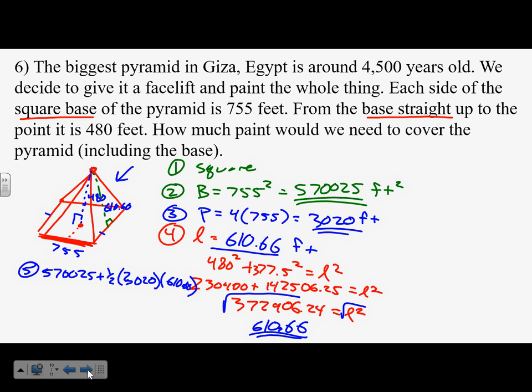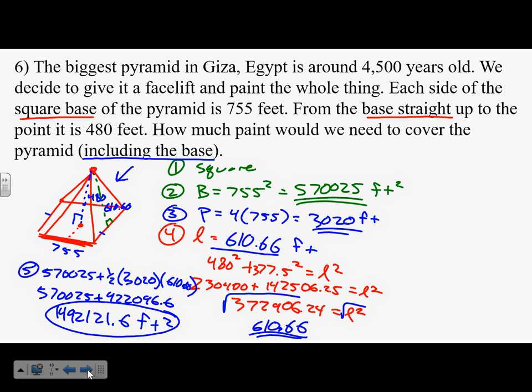That's 570,025 plus 0.5 times 3020 times 610.66. That gives 922,096.6, and now we add those together, plus 570,025. So 1,492,121.6 feet squared. That is the surface area of the pyramid, including the base.